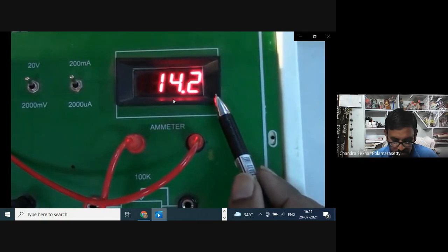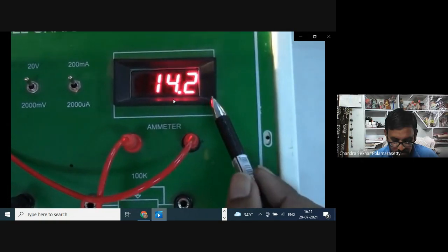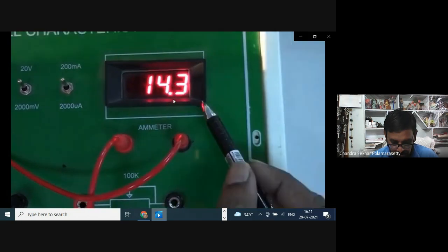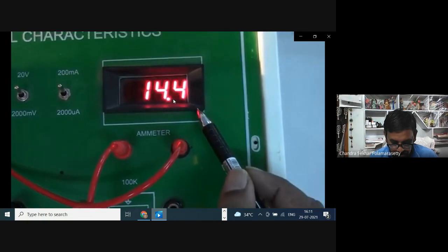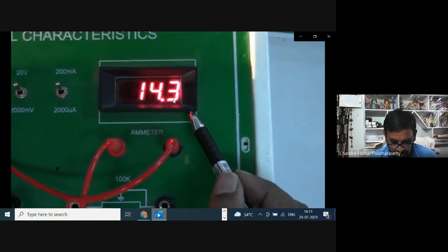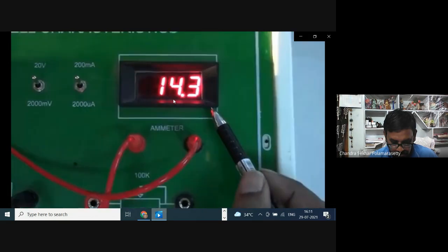So the entire circuit is completed. This is the circuit diagram. This is the actual circuit, students. In this way, you have to connect the circuit. Yes, students, how to start the experiment? In order to start the experiment, first you need to switch on the circuit.